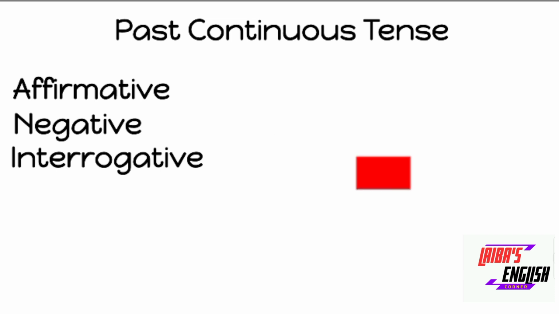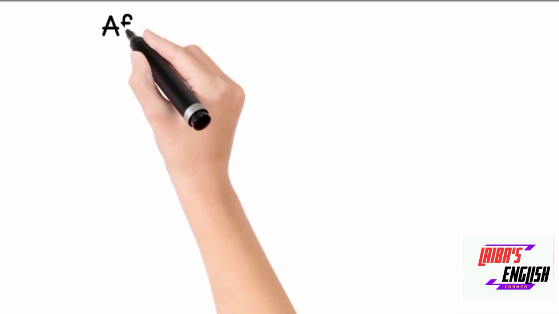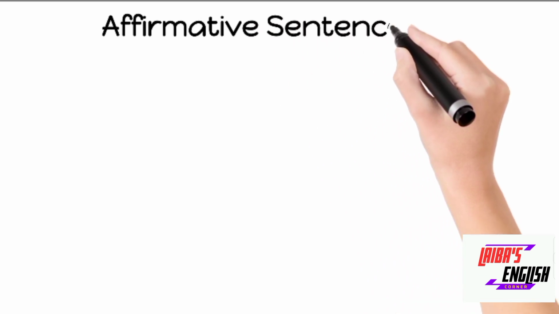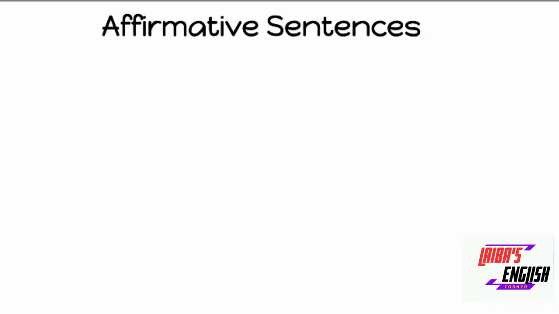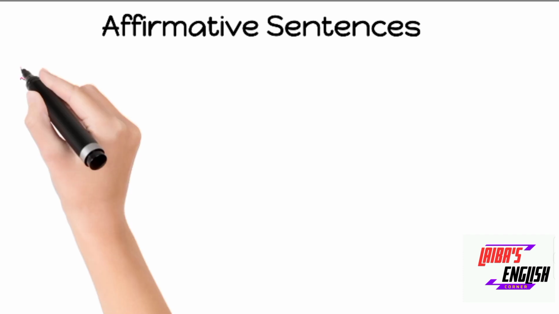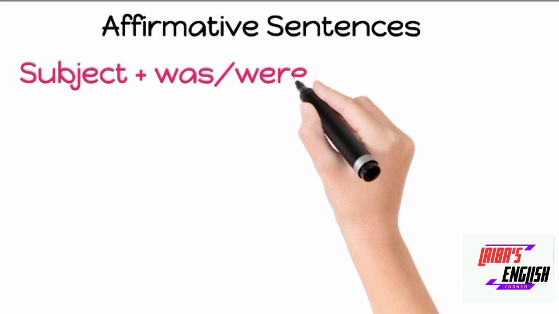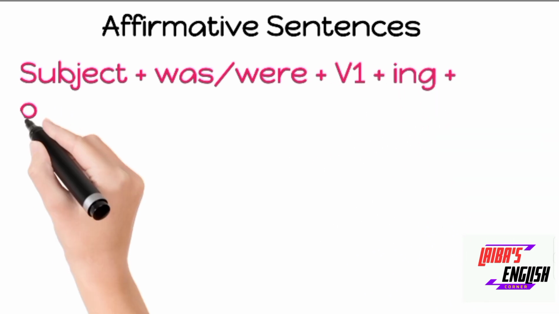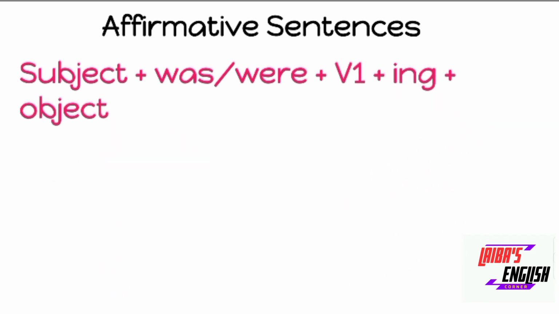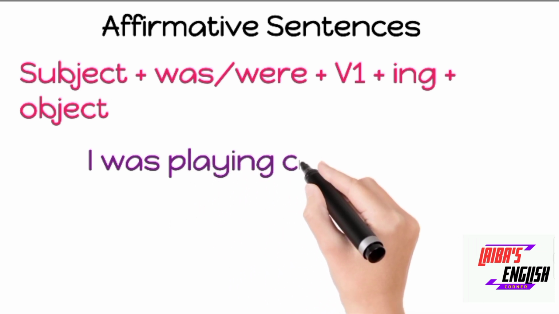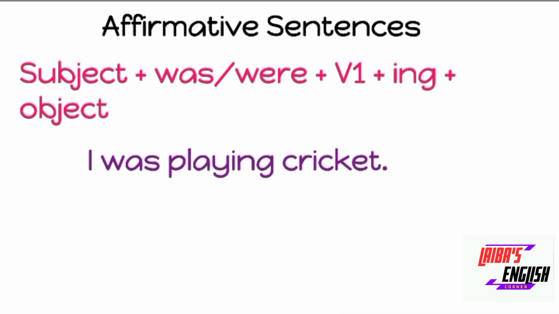So without wasting any time, we will start with the past continuous tense part 1, which is affirmative sentences. Affirmative sentences are the simple sentences in which we will follow the same structure of past continuous tense. Remember that whenever we have the word continuous, we will use the first form of verb and ing. It doesn't matter if it is present tense, past tense or future tense. If there is present continuous tense, past continuous tense or past perfect continuous tense, whenever there is the word continuous, verb first form plus ing will be used.